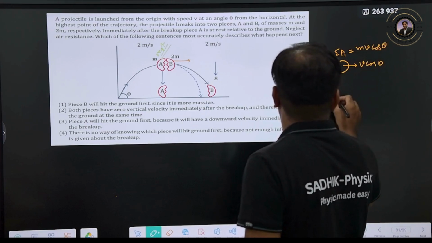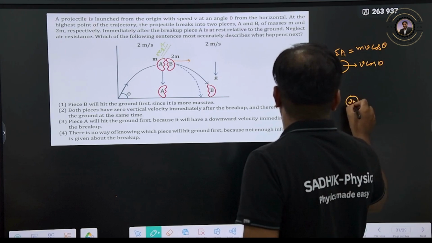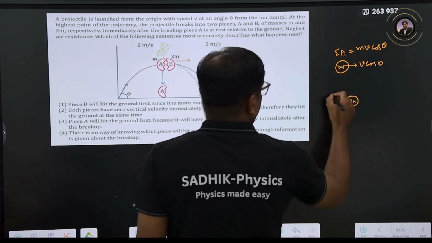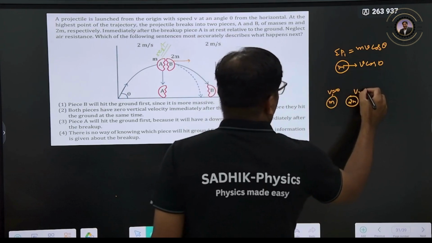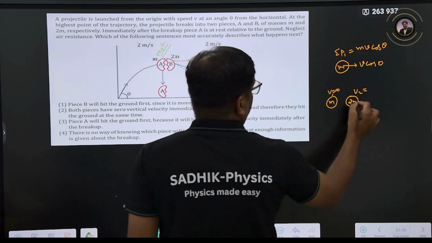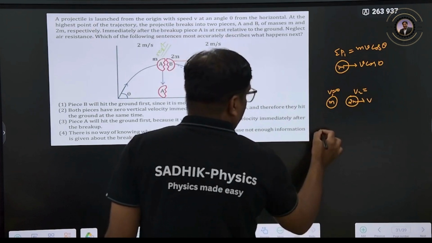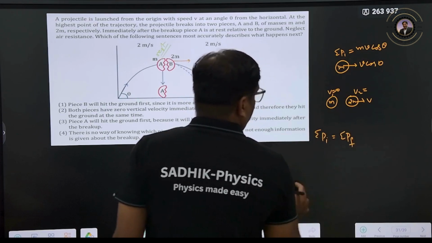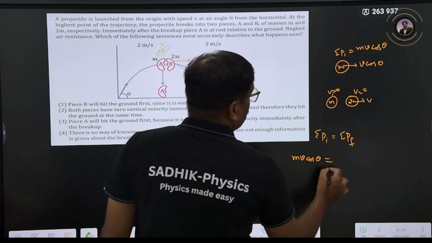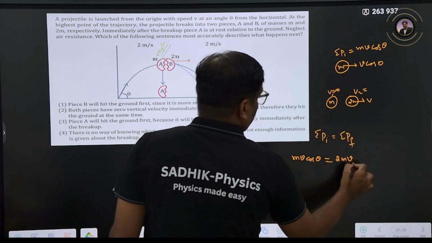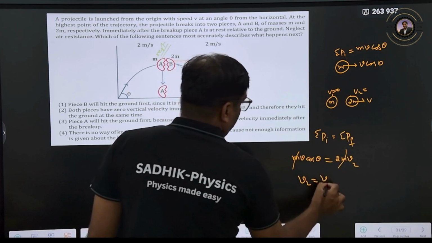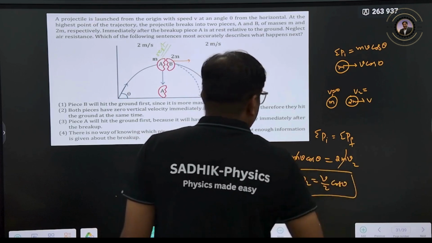Then afterwards, what happened? It breaks into m and 2m. This is 3m, right? Therefore this one's velocity becomes 0, v1, so v2 will be equal to how much now? This is going toward this side. The initial momentum and final momentum should both be equal. So the initial momentum is m v cos theta, which equals 2m v2. This momentum becomes 0 and cancels out. v2 will be equal to v by 2 cos theta. This is your v2. Clear?